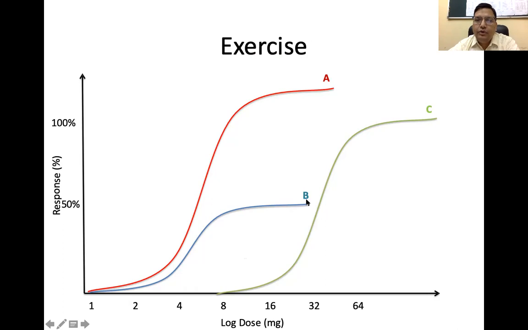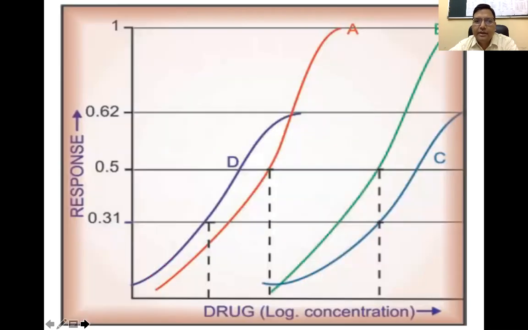But if we compare the potency, we see that drug A is required in a lesser amount to produce the same effect, but for drug B we have to use more. So if we compare the potency, a rightward shift means a less potent drug. So drug A is most potent, B is lesser, and C is the least potent among these three.